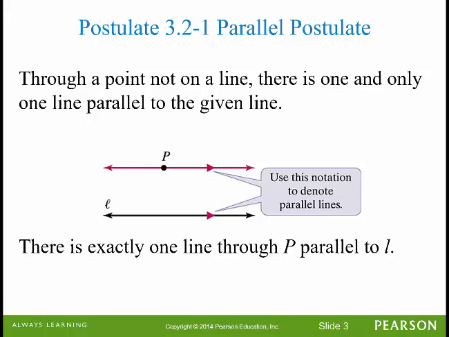All right, so I want to start with the postulate, and this is the parallel postulate. So through a point not on a line, there is one and only one line parallel to that given line. All right, so we have this point P that is not on a line, right? And then we have this other line L, right? What I'm saying here is there's only one line that goes through this point P that is parallel to L. That's all that this is saying. And we use this notation here with this little arrow and this little arrow to denote parallel lines. So there's exactly one line through this point P that is parallel to another line L.